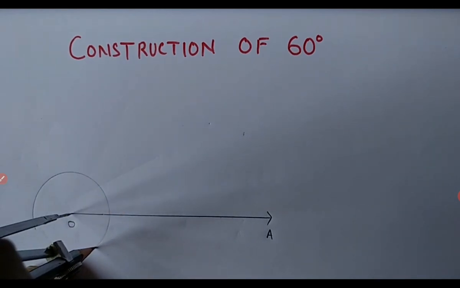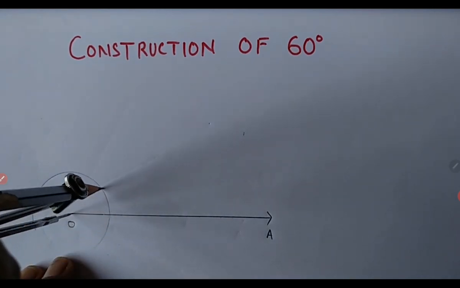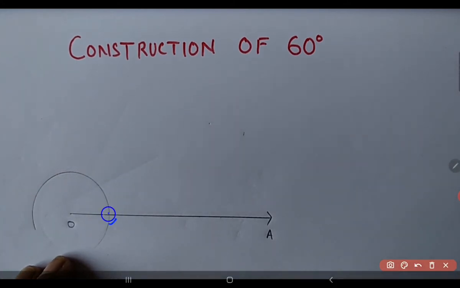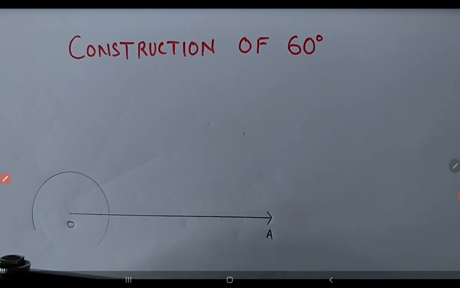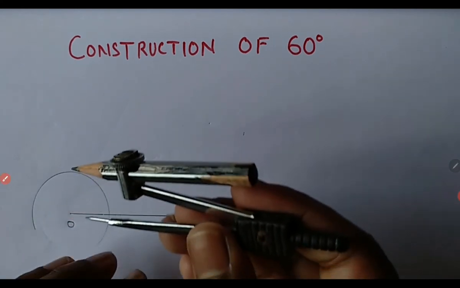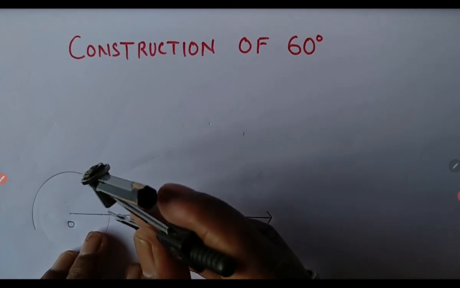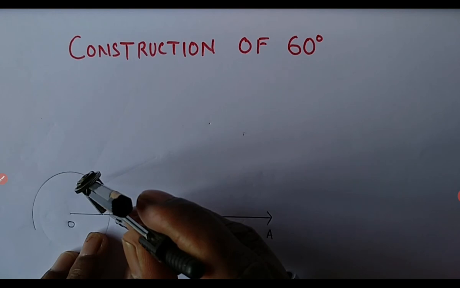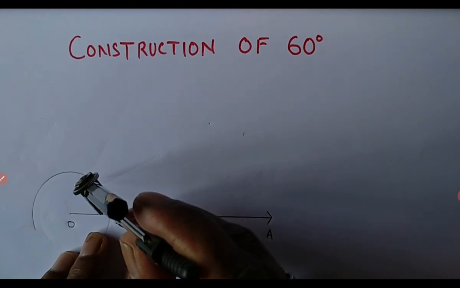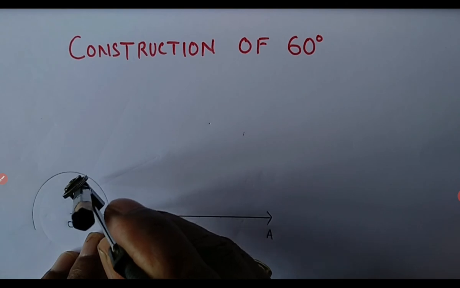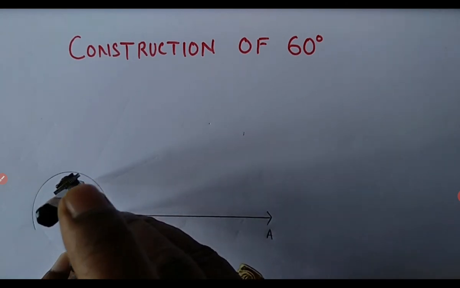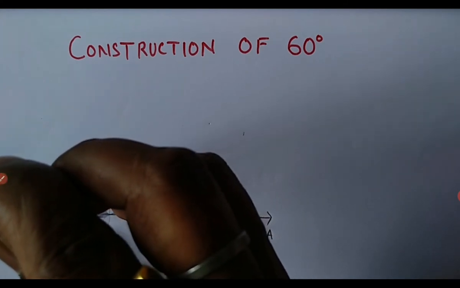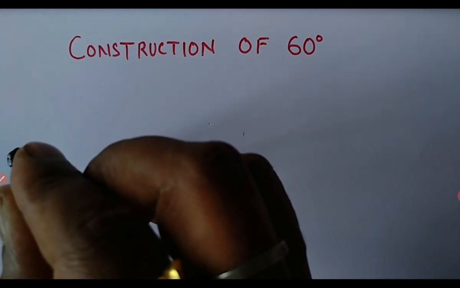So here is my intersection. Once it has intersected, I shall use the same point to keep the tip of my compass, that intersected point, the blue mark which I had drawn. So I'm keeping the compass at that particular point only, and without changing the arc of the compass, I am drawing another arc such that it intersects my previous arc drawn.